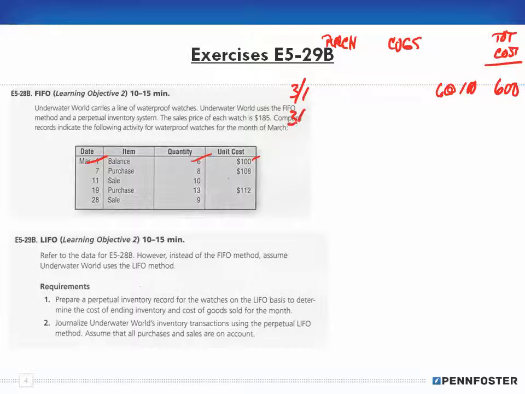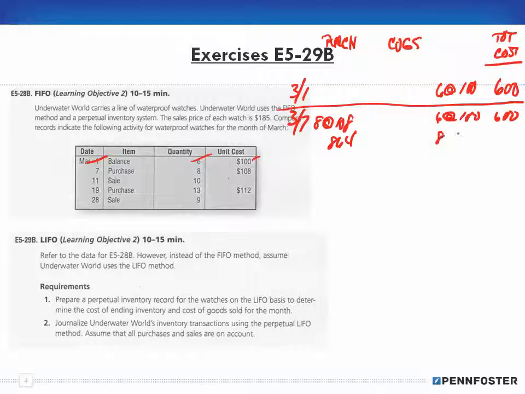Then on 3/7, we purchase 8 at 108, and that means 8 times 108 is 864. So now our total inventory, since we're using a perpetual inventory, we're keeping track of exactly what we have in inventory. So on 3/7, we have 6 at 100, which is $600, and then we have our purchase of 8 at 108, which is 864, which means now we have a total of 1464 in our inventory.